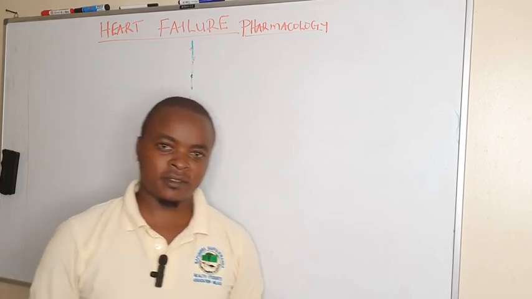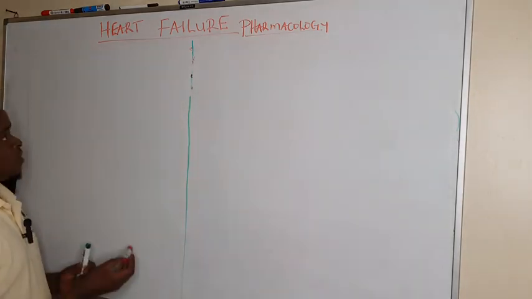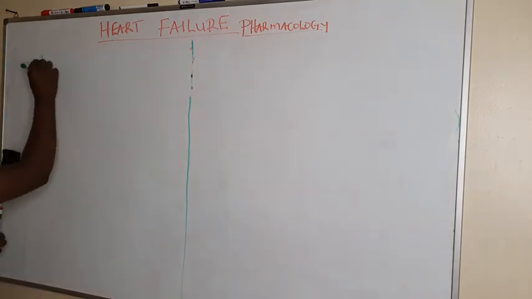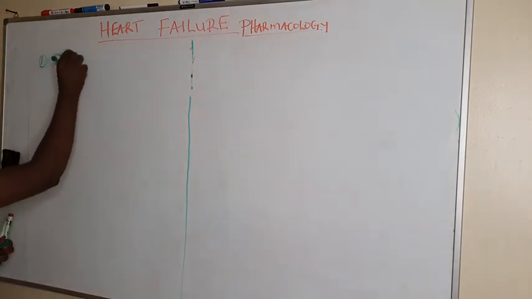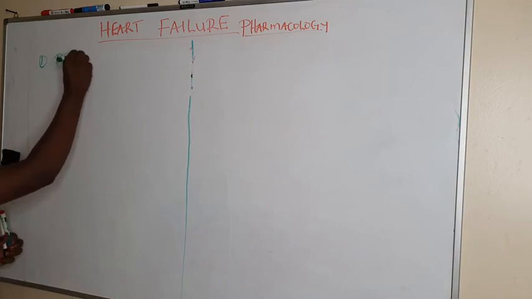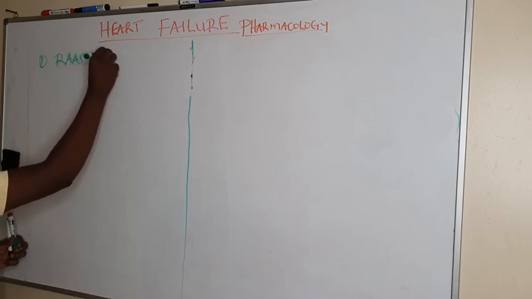Let us get started. So different categories of drugs are used in the treatment of heart failure, and the first category we are going to look at is renin-angiotensin aldosterone system inhibitors.